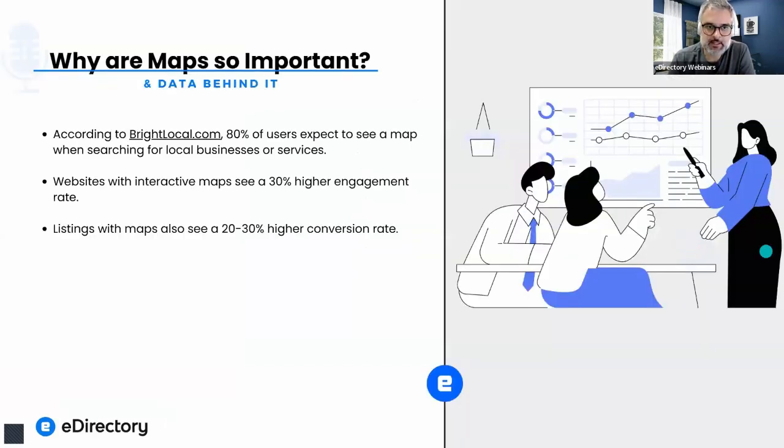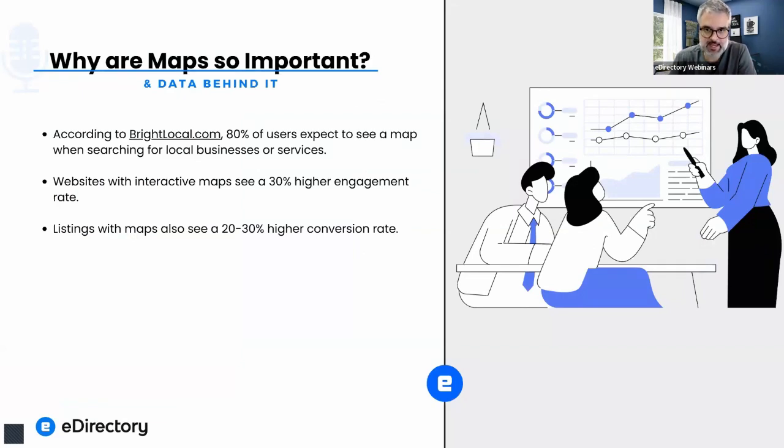So starting, first of all, let's start with some data to show why maps are essential for any kind of directory website. According to brightlocal.com, a big portal, 80% of users expect to see a map when they're searching for local results or services. Maps help users make faster decisions because you can see a listing or an event that's going on or that is near you. A user can easily click and see information about it. So it's very quick and very reliable.